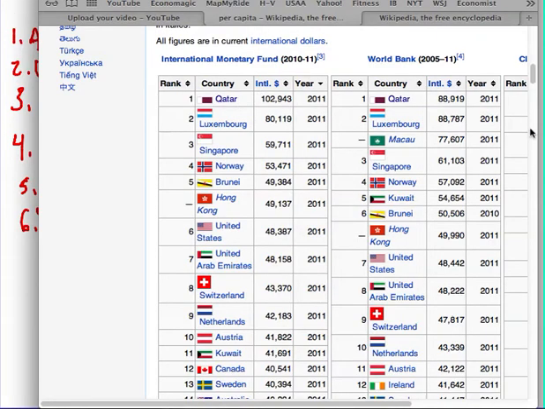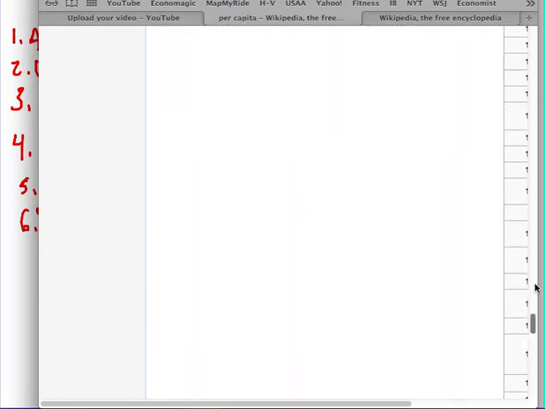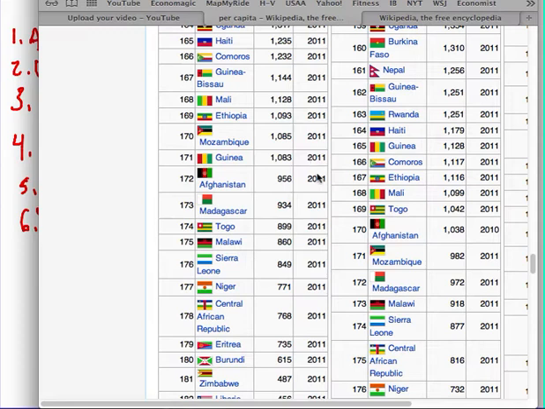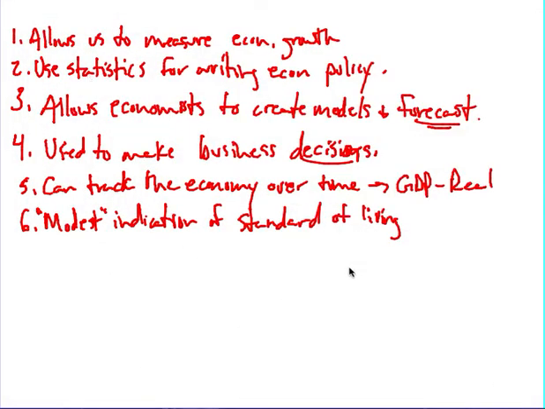We would assume that Qatar probably has a better living standard based on their per capita GDP than somebody in Guinea or Afghanistan or Madagascar. And so that's why I say it's a modest indication of standard of living, but there's a lot of other variables that we'll look at.